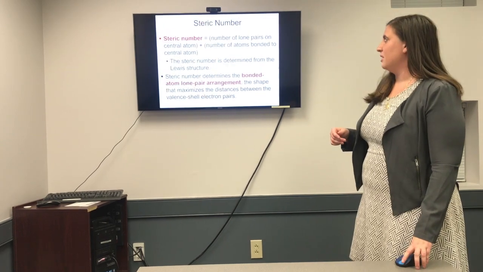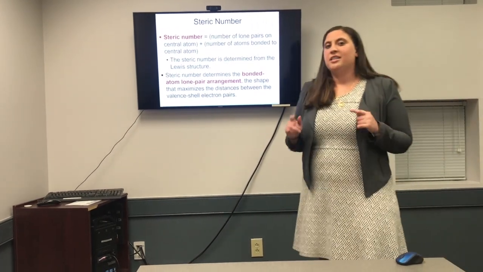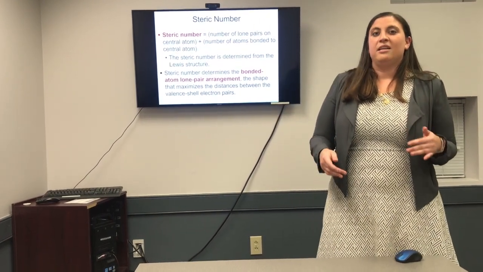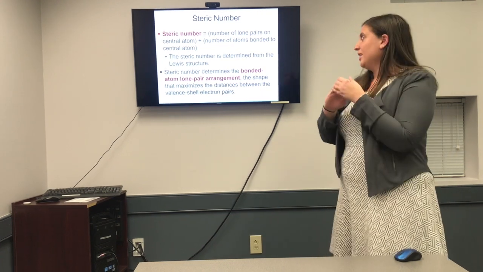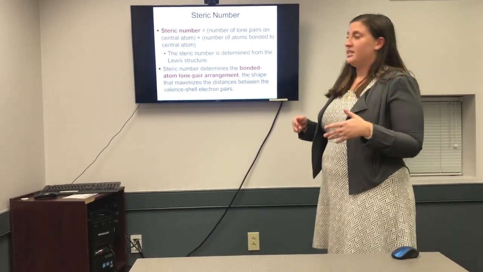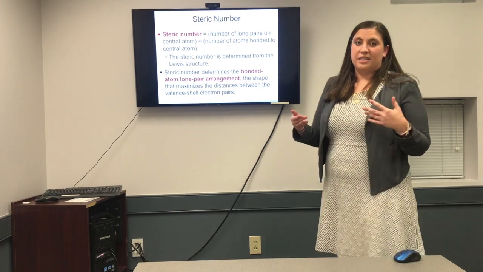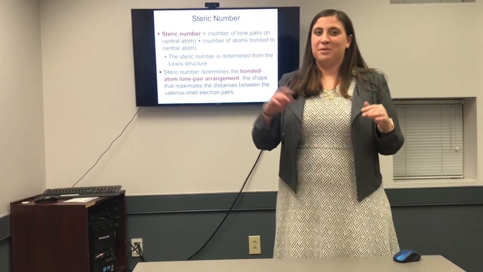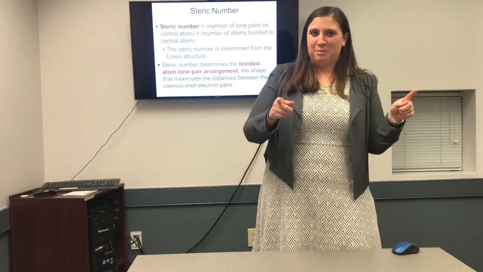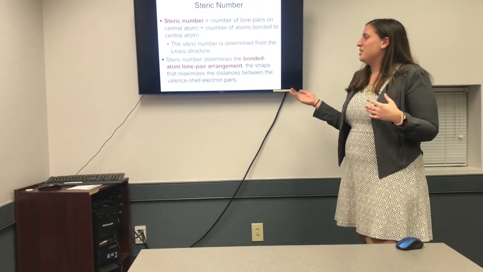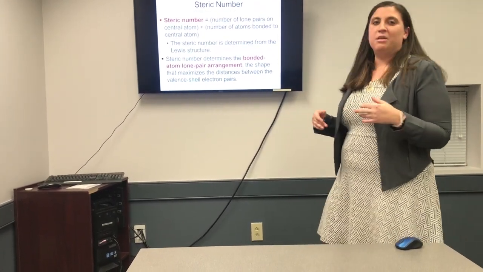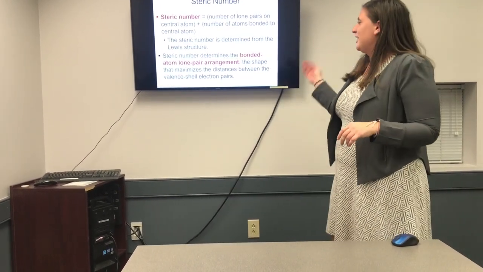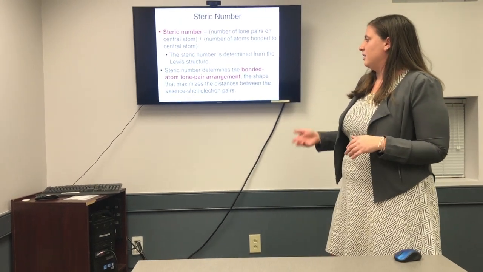So the first concept, though, to learn is about steric number. So understanding steric number is the most key fact in learning and getting these questions right about VSEPR theory on an exam. So steric number is the number of lone pairs on a central atom plus the number of atoms bonded to the central atom. So the steric number is determined from the Lewis structure, which you guys all remember from previous lessons, which you better remember from previous lessons is what I should have said. So steric number determines the bonded atom lone pair arrangement, which can be abbreviated as BALPA, so you can remember it better. So this is the shape that maximizes the distance between the valence shell electron pairs.